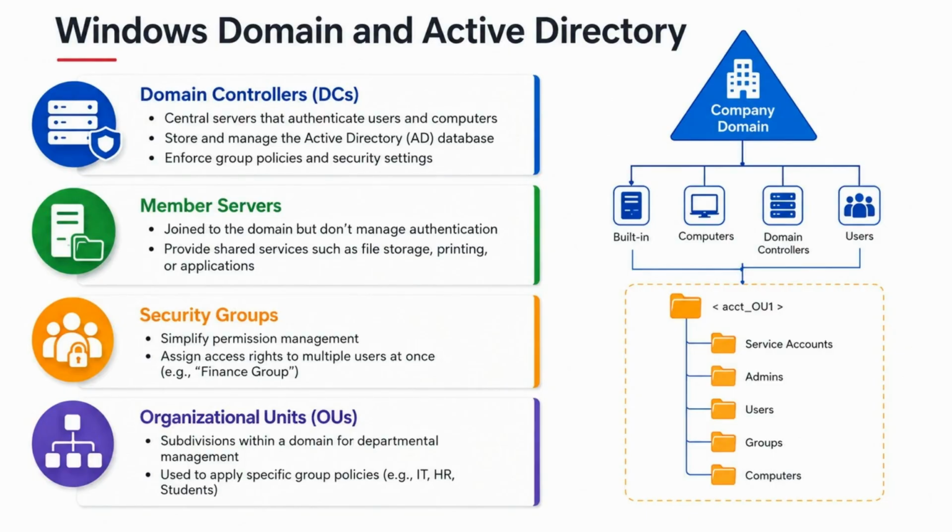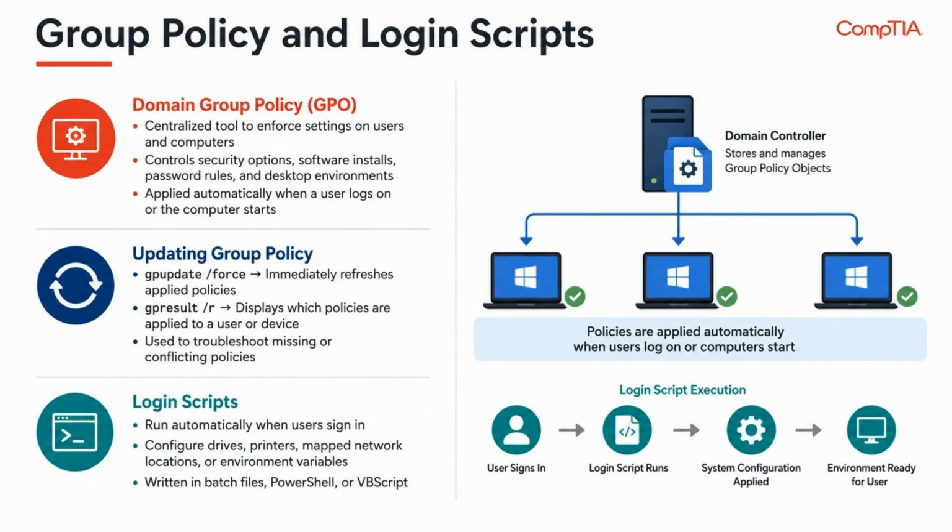Security groups simplify permission management by assigning access rights to multiple users at once, like a finance group. Organizational units are subdivisions within a domain for departmental management, applying specific group policies to groups like IT, HR, or students. A domain group policy object is a centralized tool for enforcing settings on users and computers, controlling security options, software installs, password rules, and desktop environments, applied automatically at logon or startup.